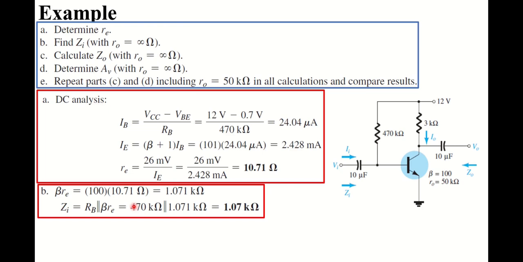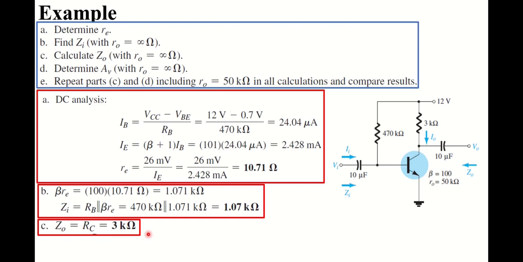In part C, the output impedance Z0 is simply equal to the value of collector resistance RC, whose value is already given in the diagram. It must be noted here that Z0 is actually equal to RC in parallel to R0. But as the value of R0 is clearly greater than 10 times RC, therefore we can simply write that Z0 is equal to RC. This approximation has also been discussed on the previous slide.